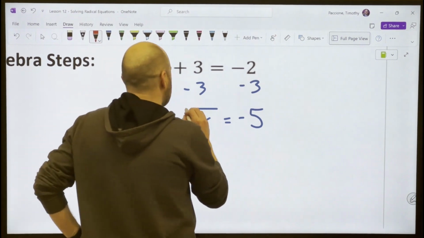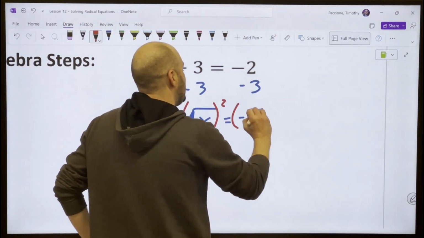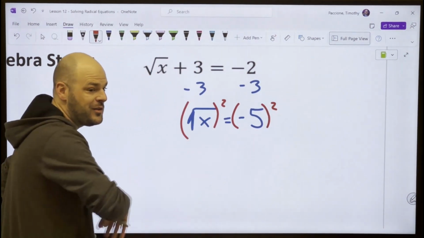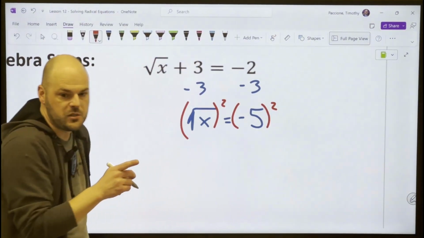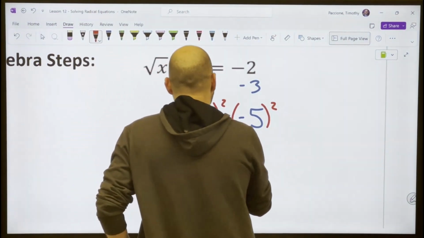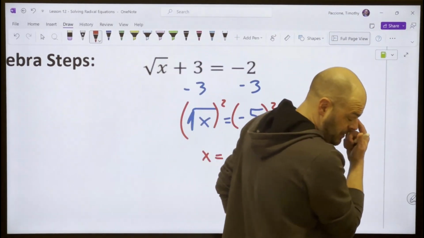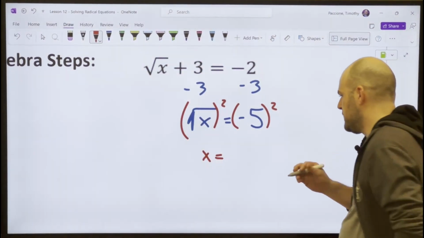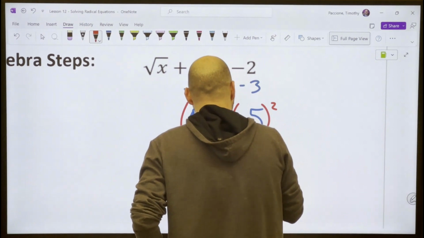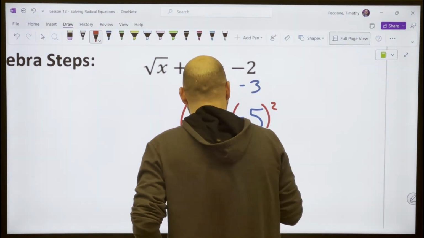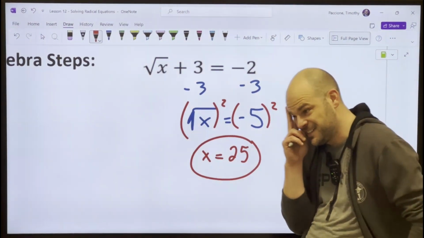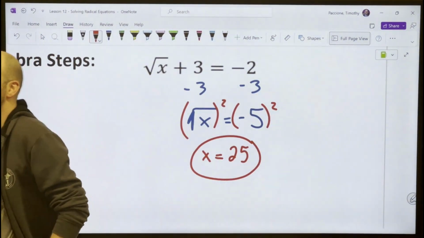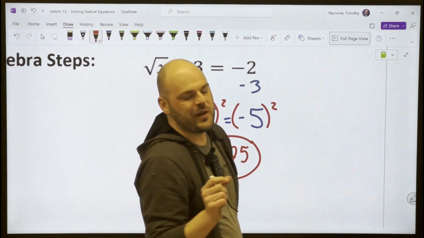Oh boy. So then I square this side, and I square this side. I know this isn't going to work, but that's okay. We're going to do it. And then square root squared is what? It's just x. And then what's negative 5 times negative 5? Oh boy. Why did we get an answer? Because two negatives.